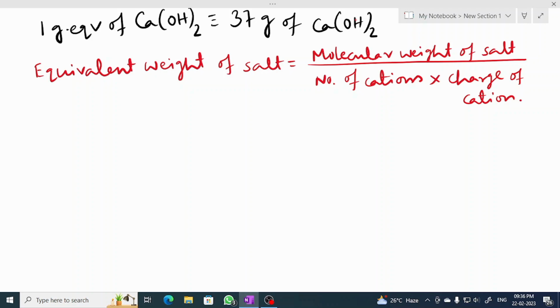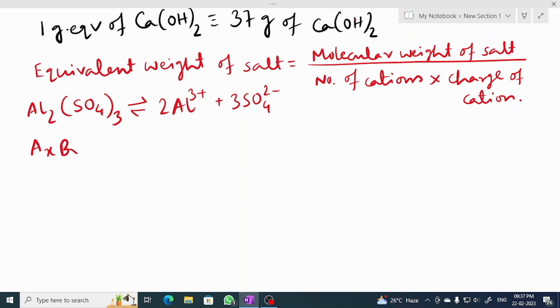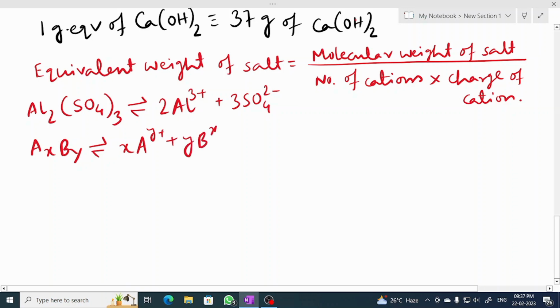Suppose we take a salt like aluminum sulfate. It dissociates as follows: 2Al3+ and 3SO4 2-. How can I dissociate like that? It is depicted by a formula, or you can say a trick, that a salt like AxBy dissociates as follows: xA^y+ plus yB^x-.